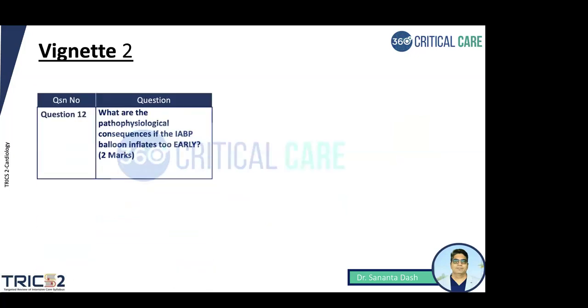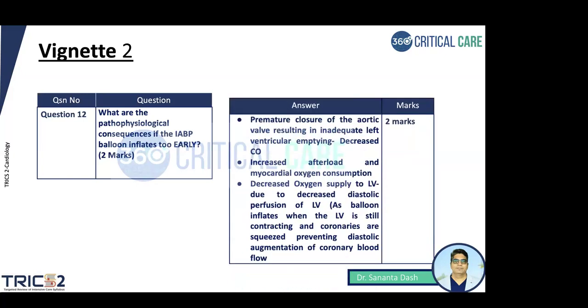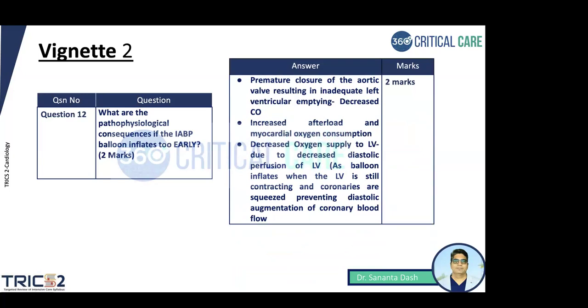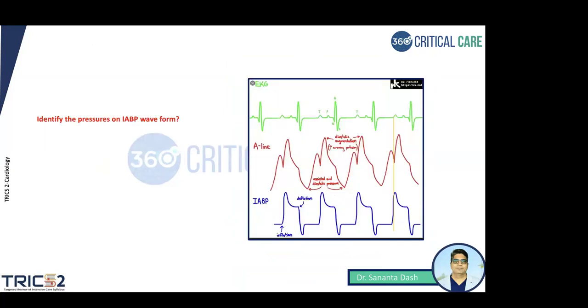What are the pathophysiological consequences if IABP balloon inflates too early? So now they are talking about abnormality. I'll talk about that in detail. There are 5 types of abnormality that is there in IABP or associated with IABP. So if it inflates early, what will happen is there will be premature closure of the aortic valve, increases the afterload, and decreases the oxygen supply to left ventricle due to the decreased diastolic perfusion time to the LV, and the purpose of whole IABP is not solved.